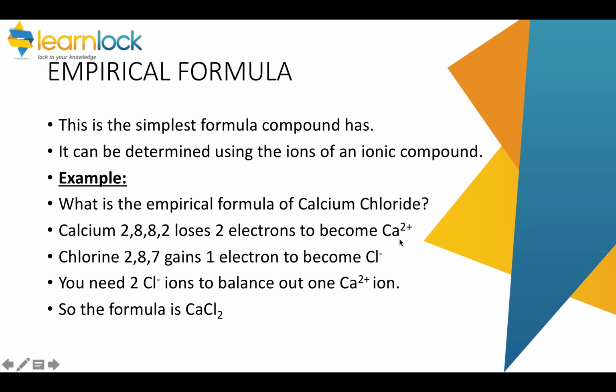But how do they join together? Well, because they're not balanced, there's a 2+ here and a minus, you need 2 chloride ions to balance out the calcium ion. So in fact, the formula would be CaCl2, which means 2 chlorines for every 1 calcium.